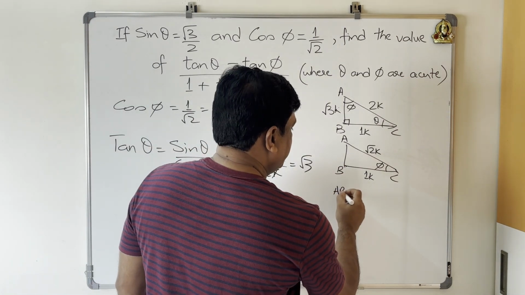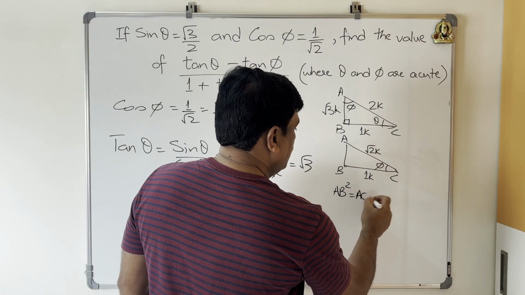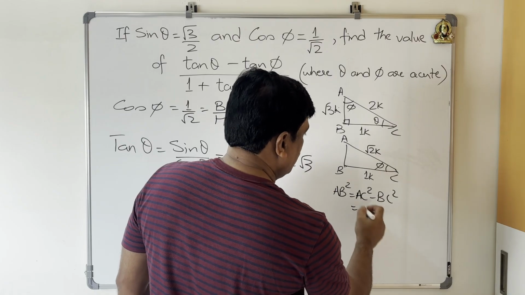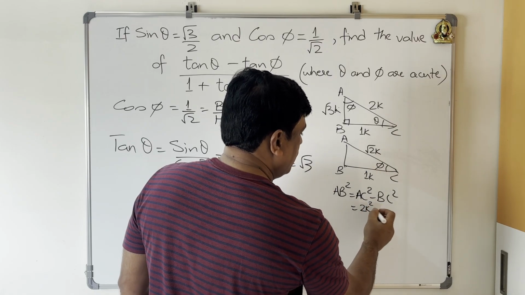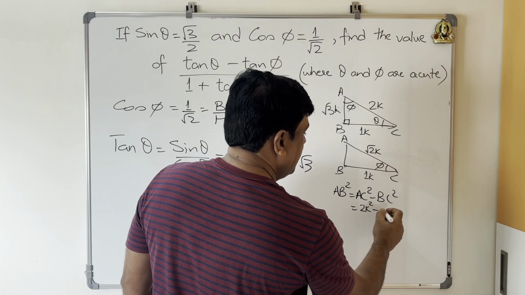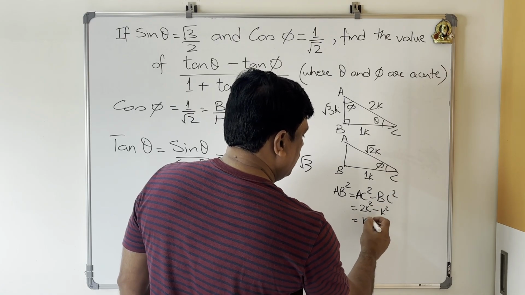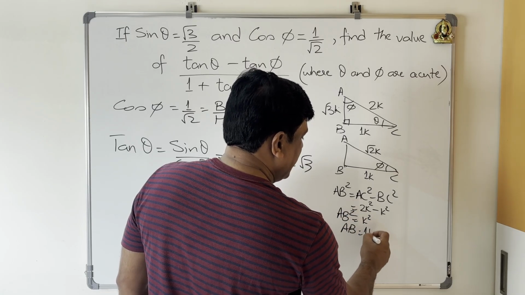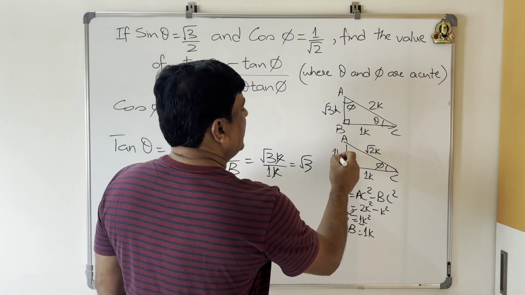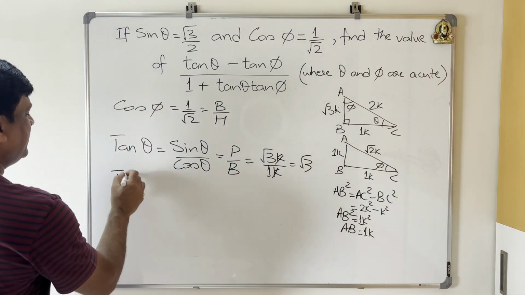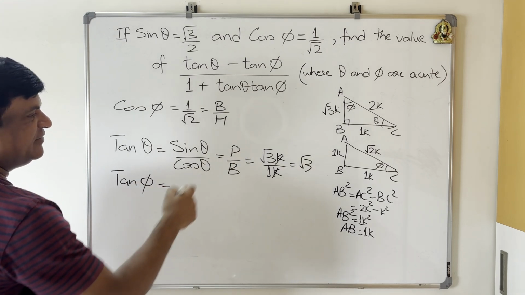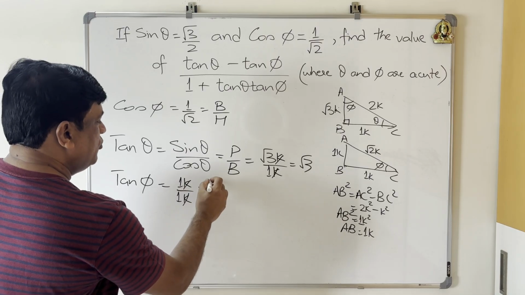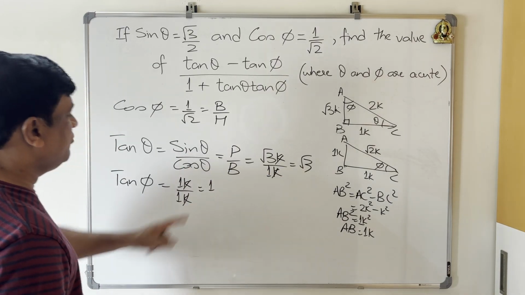So AB square will be equal to AC square minus BC square. This AC is root 2k, so AC square is 2k square, minus 1k square. So this will become k square only. AB square is equal to k square, so AB will be equal to 1k. Now you can get the value of tan phi. Tan phi is nothing but 1k by 1k, which is equal to 1. So you got the value of tan theta and tan phi.